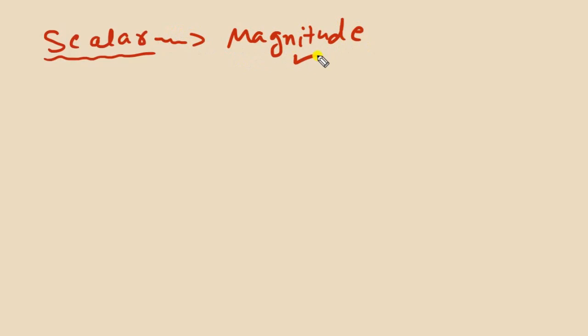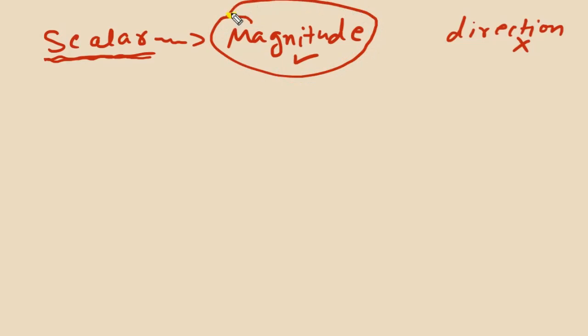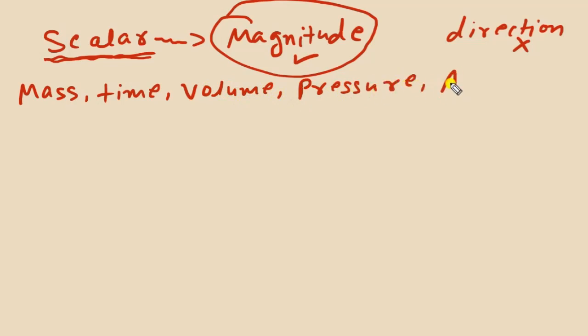Let's start with scalar quantities, which is the least complex out of the three. Scalar quantities are those quantities which only have a magnitude, right? They only have a magnitude. They have no direction. If you want to describe a scalar quantity, what you have to mention? Its magnitude only. Few examples are mass, time, volume, pressure, area, etc. Let's take mass to understand the concept.